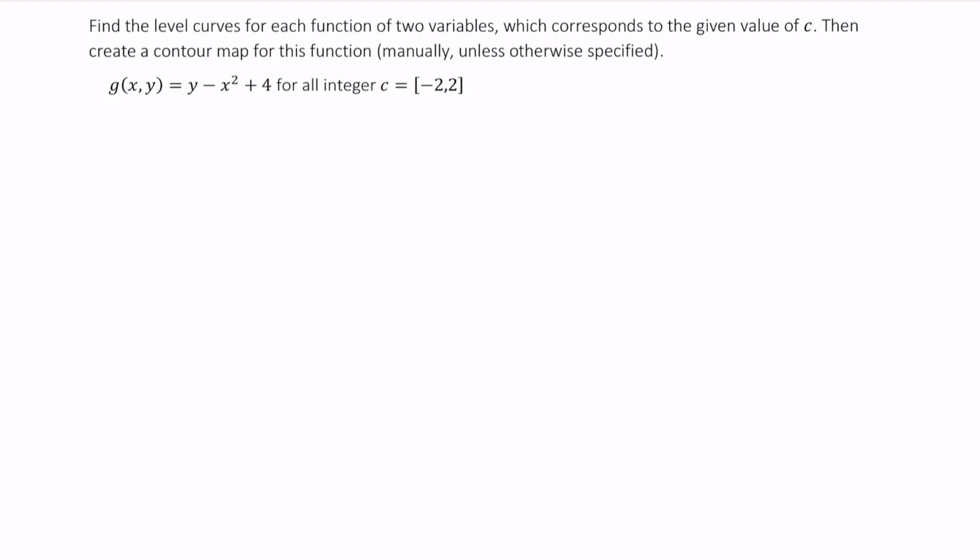Before I begin, I'm going to remind everyone that in order to find the level curves, we want to set g of x comma y equal to each value of c. And c in this case, since we want all integer values on this interval with the endpoints included, we have -2, -1, 0, 1, and 2. Okay, so if g of x y equals c, then of course I can set c equal to y minus x squared plus 4. So x squared minus 4 equals y minus c.